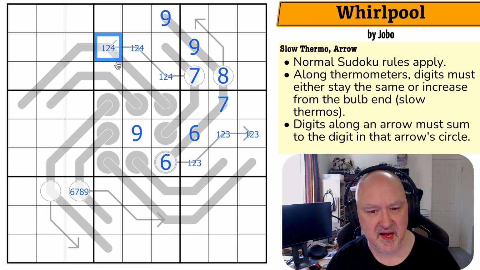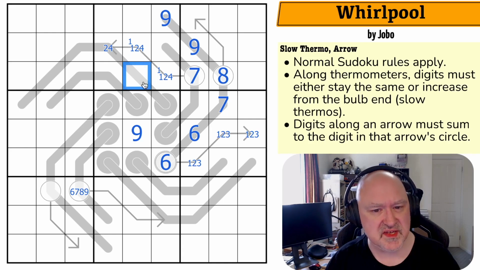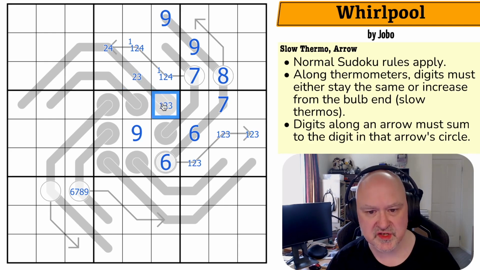Now this can't be a 1 because if this was a 1, this would have to be a 0, because it couldn't be the same digit. So one of these 2 digits is a 1. So this can't be a 1. So this has to be lower than that. So this is a maximum of 3, and it can't be a 1. This is a 2 or a 3. And this has to be the same or lower. So this is 1, 2, or 3.